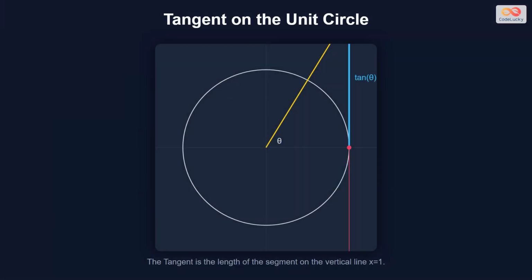We can visualize this on the unit circle. If we draw a vertical line touching the right side of the circle, the tangent value is the length of the segment from the x-axis up to where the angle's line extends. As the angle gets bigger, this yellow line gets longer and longer. Notice how it shoots up rapidly as we approach the top.